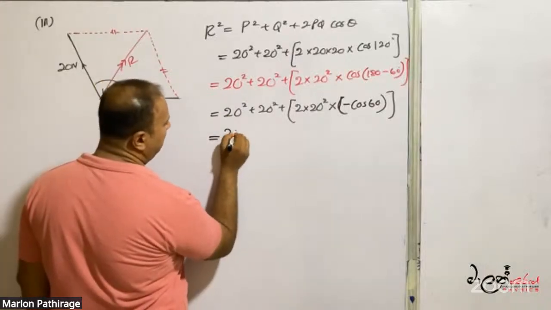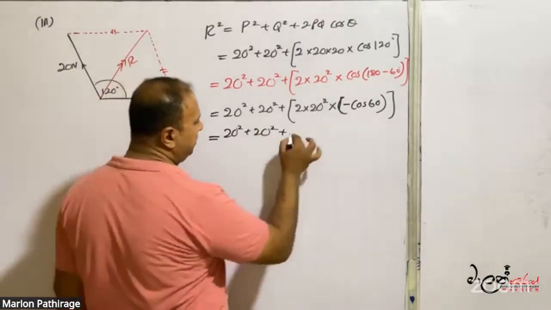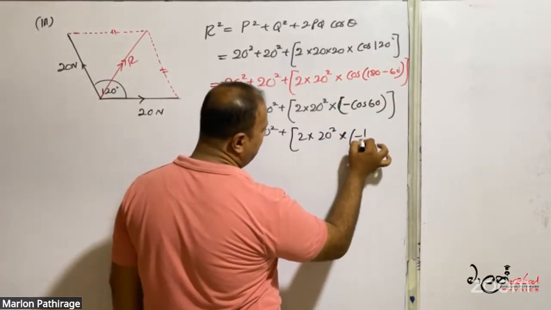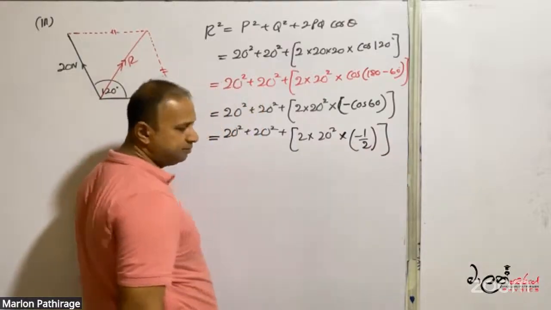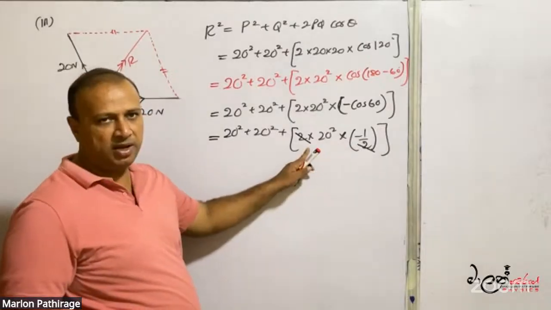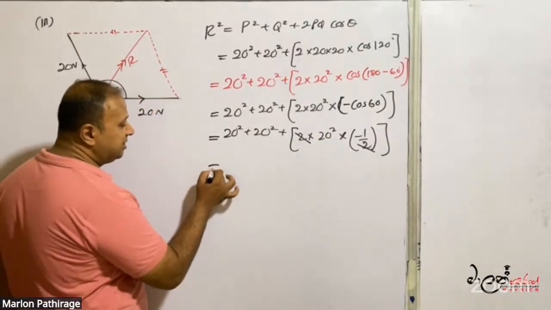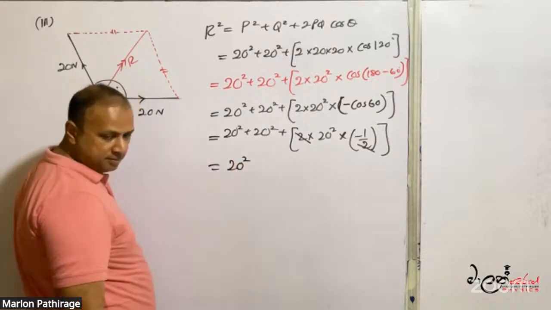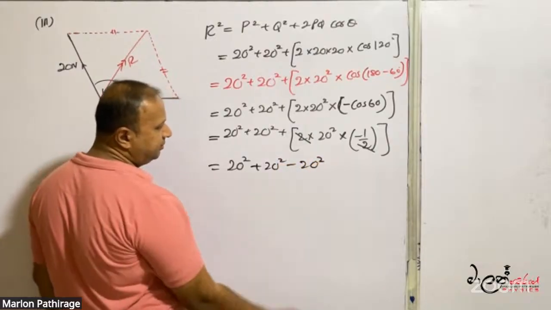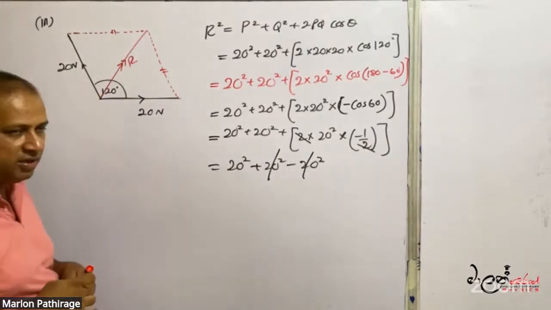Then this one is 20 square plus 20 square plus here minus half. Okay, therefore 2 into 20 square into minus half. Therefore, this one will be cancelled out. Here minus 20 square. Therefore, 20 square minus 20 square means finally the answer is 20 square. On the other hand, 20 square plus 20 square, here minus 20 square. Then 120 square will be cancelled out with 120 square. Then the answer is 20 square.